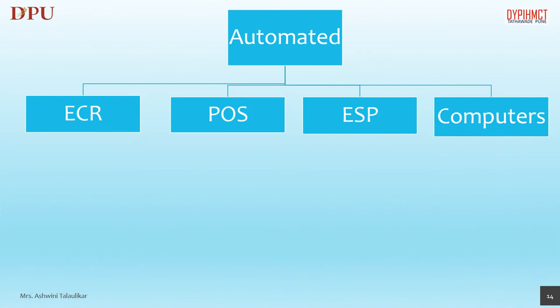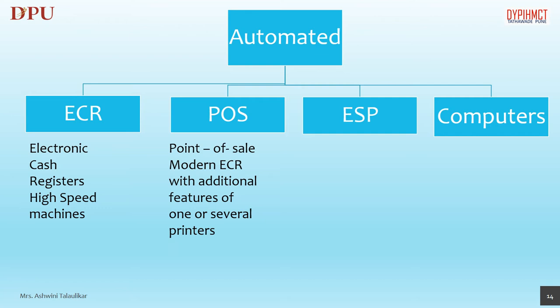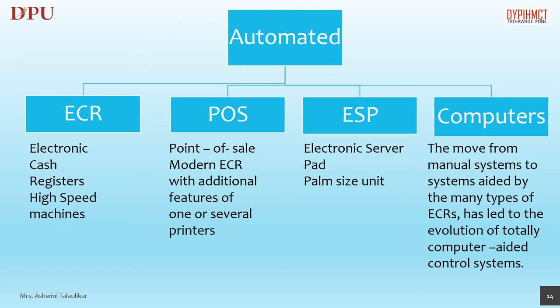Under automated system of revenue control in food and beverage service, we have ECR, POS, ESP and computers. ECR stands for electronic cash registers and they are high speed machines. POS stands for point of sale. It is a modern ECR with additional features of one or several printers. ESP is the electronic server pad. It is a palm size unit. Computers: the move from manual systems to systems aided by the many types of ECRs has led to the evolution of totally computer-aided control systems. We shall discuss the role of each in the slides to come.